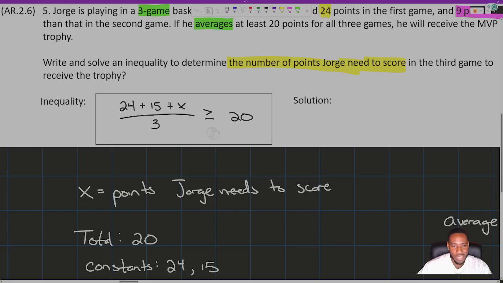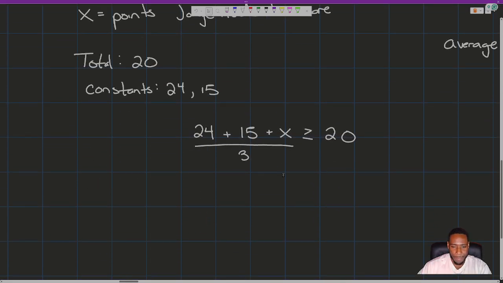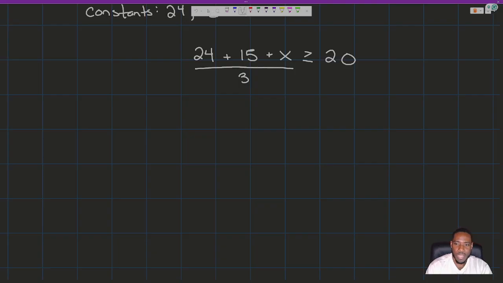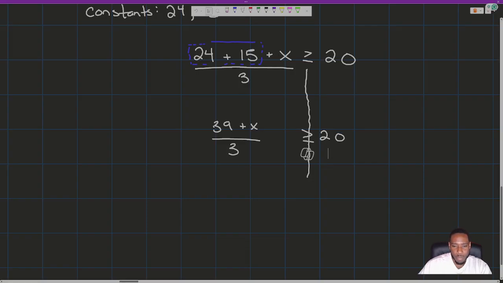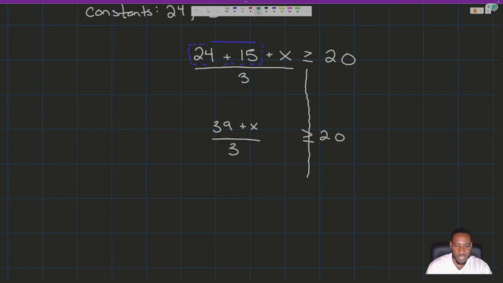And now that we've written it, they want us again to solve it to give the exact answer, so we're going to do that. Now again, all we're going to do is draw our line. Here we can start by simplifying these two like terms, 24 and 15, which come together to get us 39, with that X still being added on. Now, because we're dividing by that 3, and that's affecting everything on top, including our X, what we want to do is multiply both sides by 3.